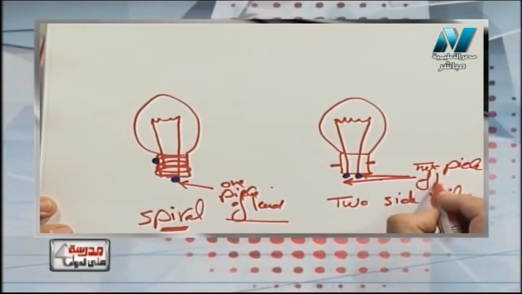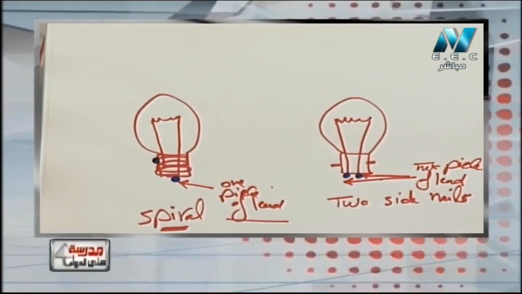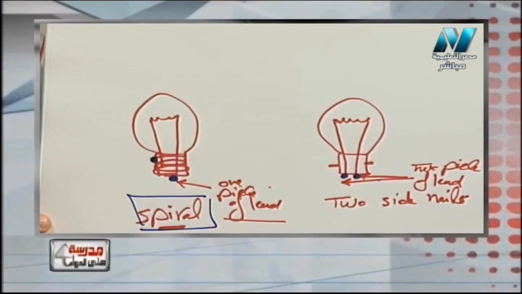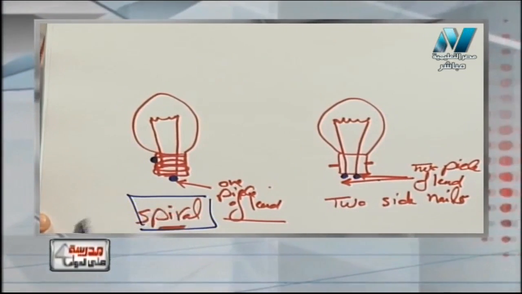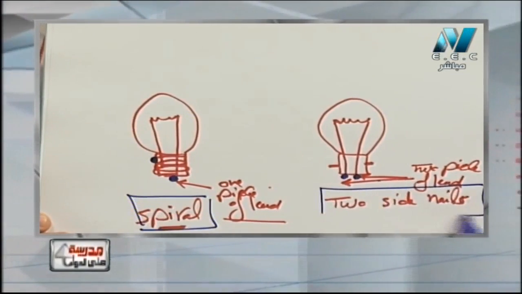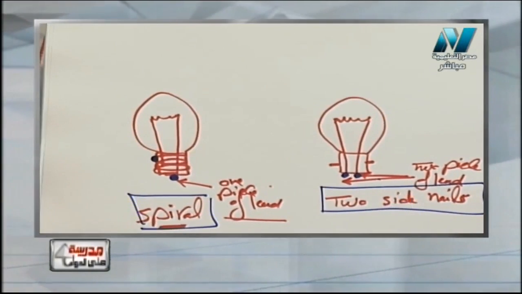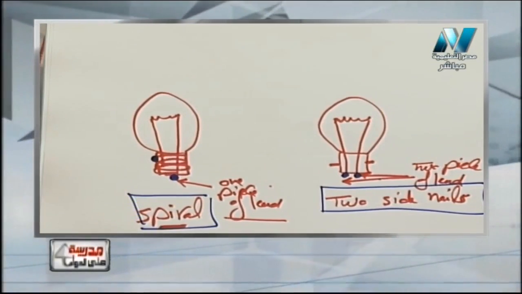So we have two types of bases. We have spiral, which has only one piece of lead in the base, and two side nails, which has two pieces of lead at the base. So now we have two types of bases, or two types of lamps. The spiral base has one piece of lead and the two side nail has two pieces of lead.